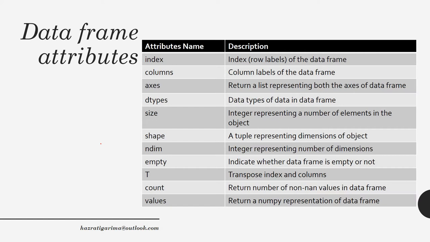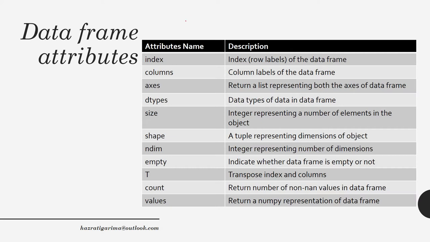In yesterday's class, we learned about creation of data frames and introduction to data frames. Today, we are going further, and our next topic is data frame attributes. What is an attribute? Attributes are the properties of any object. In case of a data frame, we can say that the attributes are those functions or those labels which are giving us the information about that data frame.